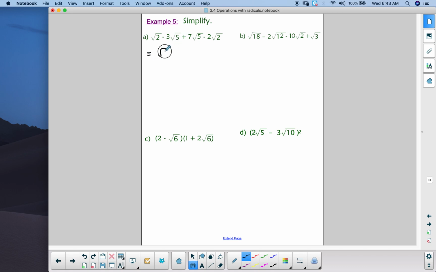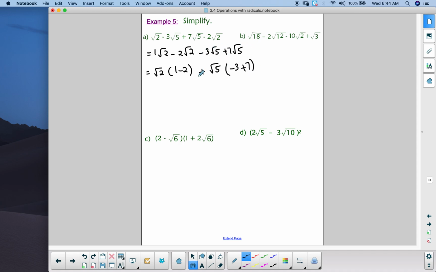So I have square root of 2 minus 2 root 2. They have the same radical. And then the middle terms have the same radical too. So minus 3 root 5 plus 7 root 5. And we can now bring this as square root of 2 times 1 minus 2, because that's the coefficient here, that's 1. And then plus square root of 5 times negative 3 plus 7.